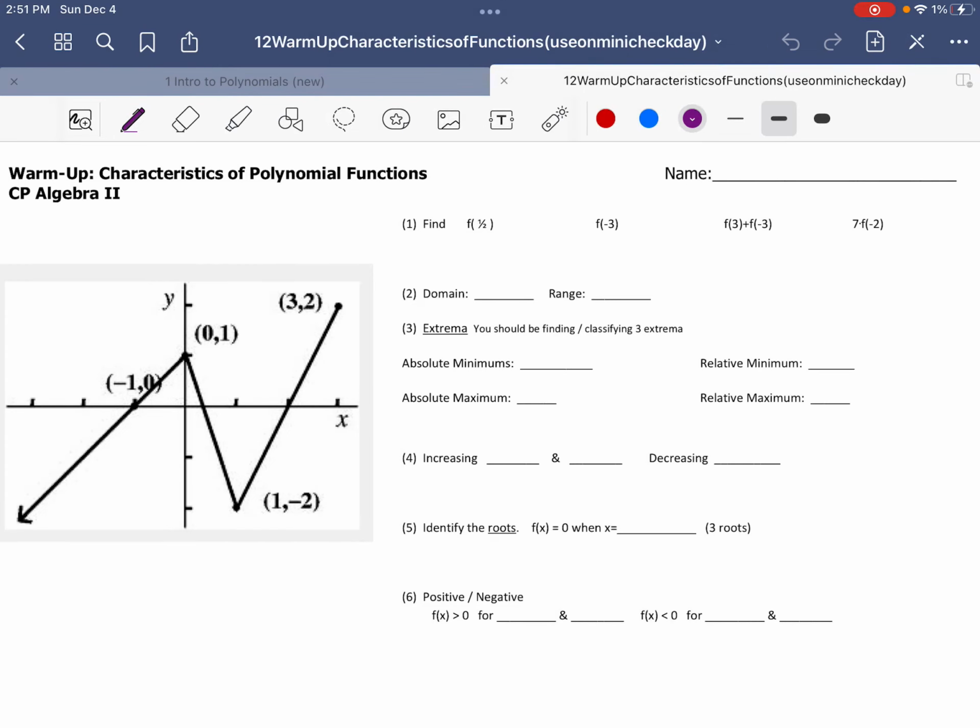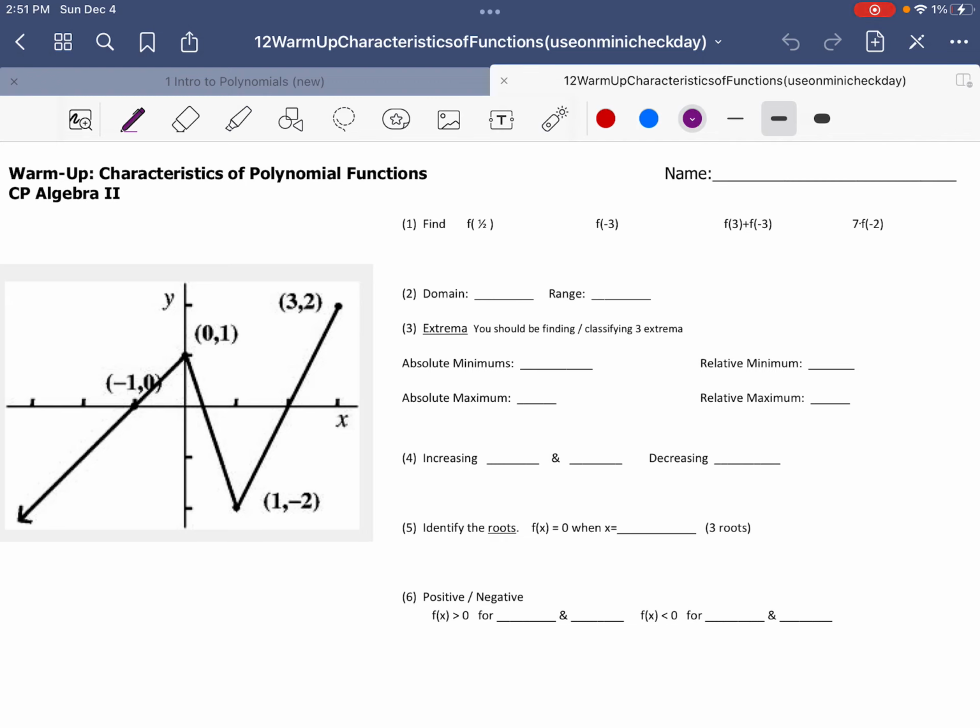So I'm going to go over this warm-up because it's our last practice before the mini check. You're welcome to use this to check your answers and maybe even clear up any final questions or confusion.